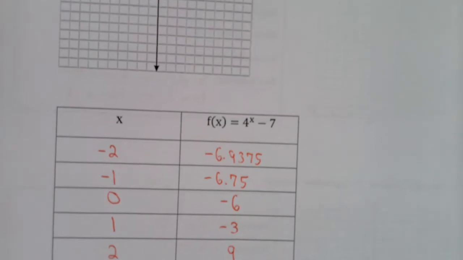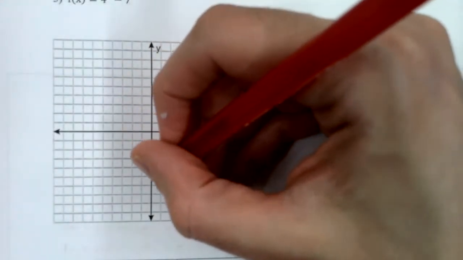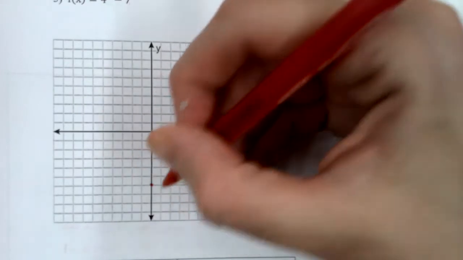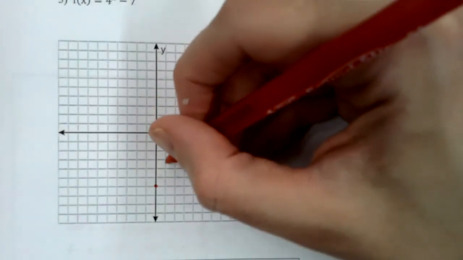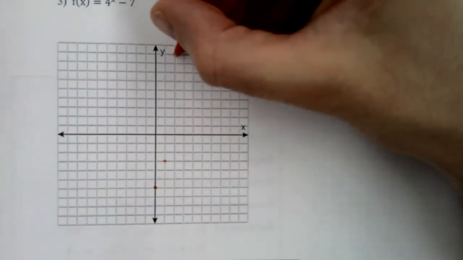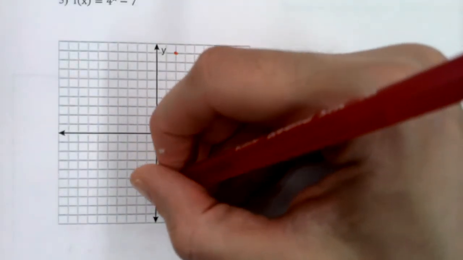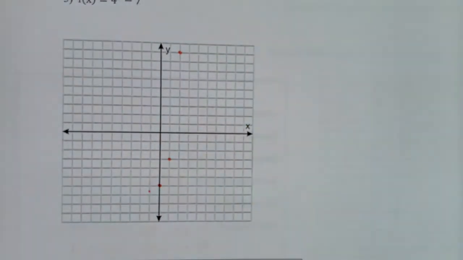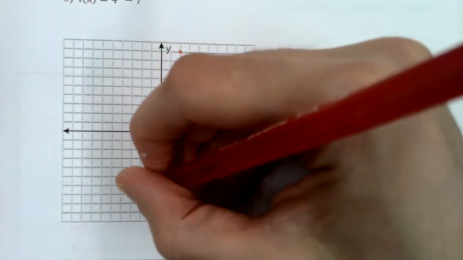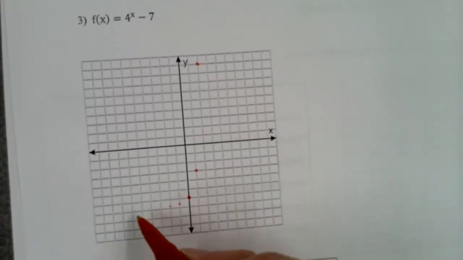I'm going to move my page up here. Look at the table below. 0, negative 6. We'll graph first because that one's easy to graph. Then we had 1, negative 3. We had 2, 9. Then we had negative 1, negative 6.75, just estimate that. And negative 2 is negative 6.9375. The only thing is when you graph it, you have to make sure you don't extend your graph below negative 7, because that's the asymptote, okay? So look, let me do it and then I'll show you.